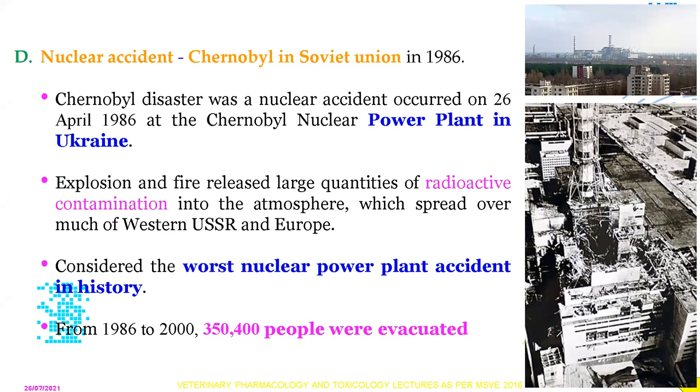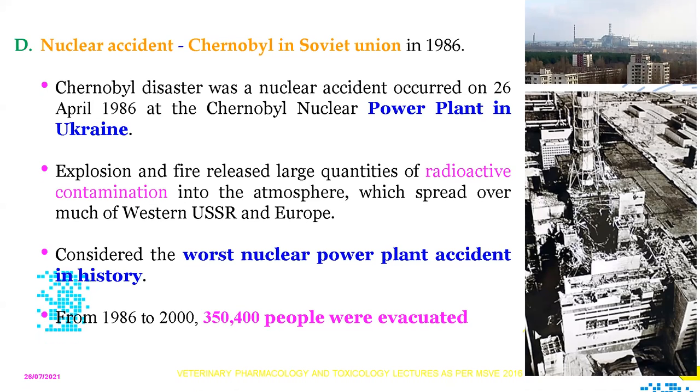Especially in the Pennsylvania episode in 1979, not many people were present on that island, and most of them were evacuated from it. But Chernobyl was in a place where a lot of human beings were living, and it caused several deaths. It is estimated that from 1986 to 2000, over these years, the deaths went on, and about 350,400 people were evacuated from that area. The exact death tolls have not been reported properly by the government.